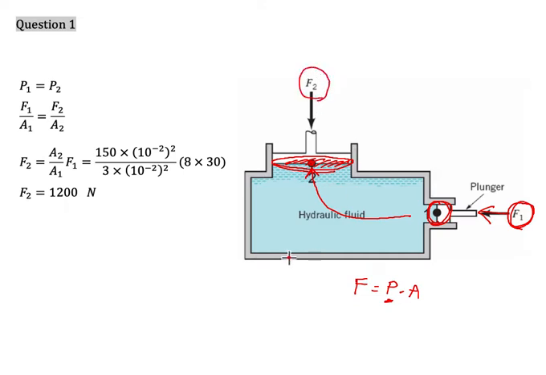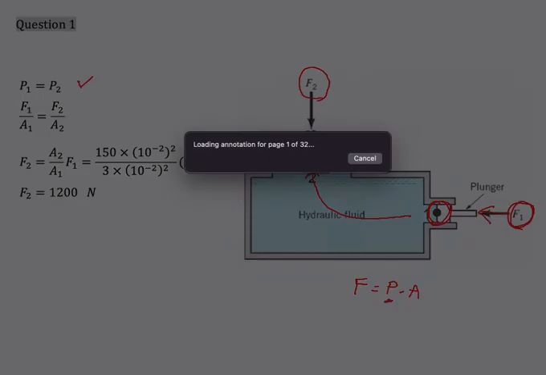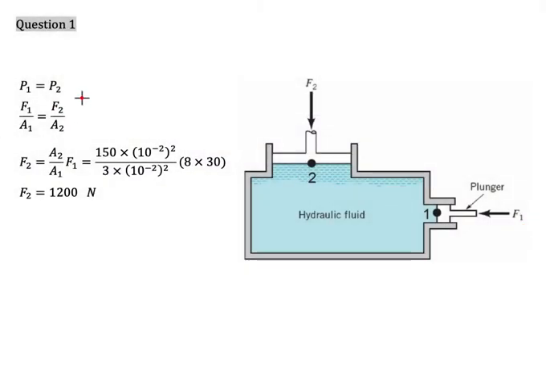According to this idea, the pressure will be equal at point 1 and point 2, meaning that we could write P1 is equal to P2. Then we could rewrite this equation, and to calculate the value of F2, we could rearrange the equation like this. Then we substitute all the information, and we get 1200 Newtons.